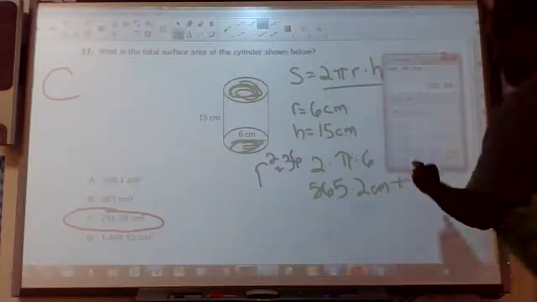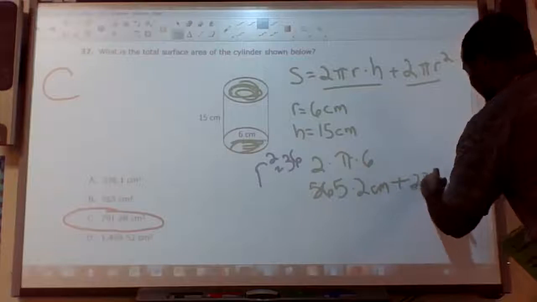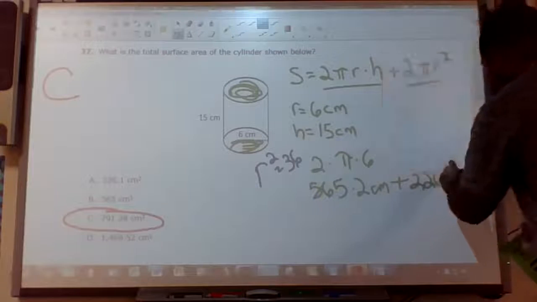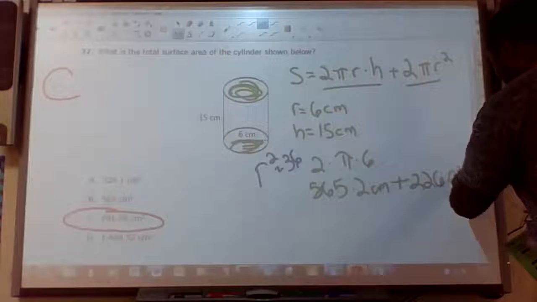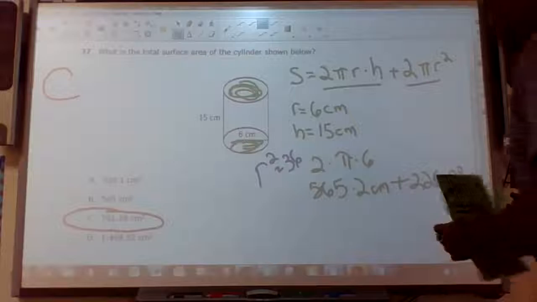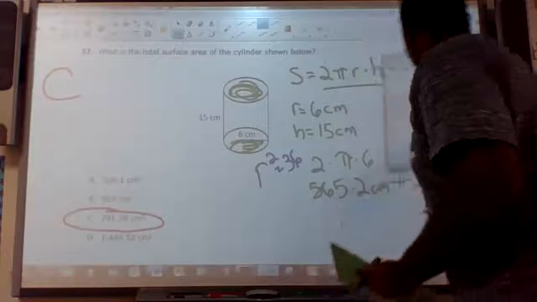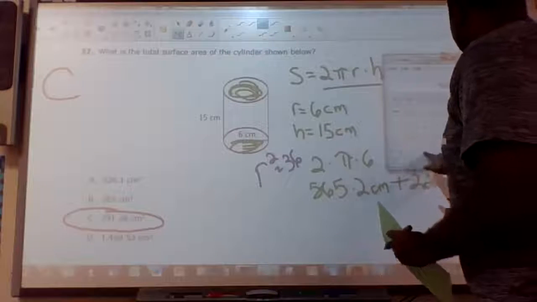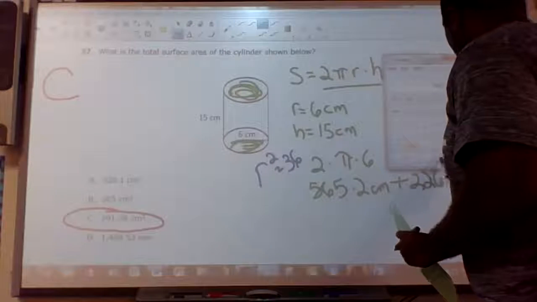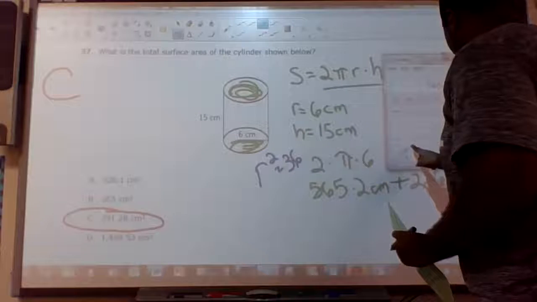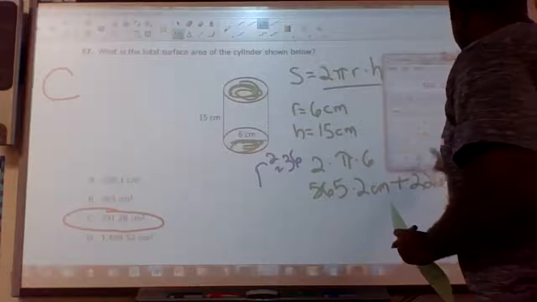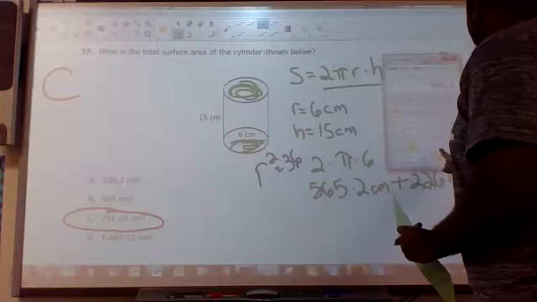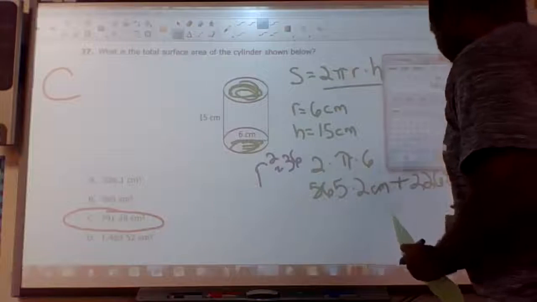Okay, so we're going to add this number, 226.08. So 565.2 plus 226.08. All right, there we go.